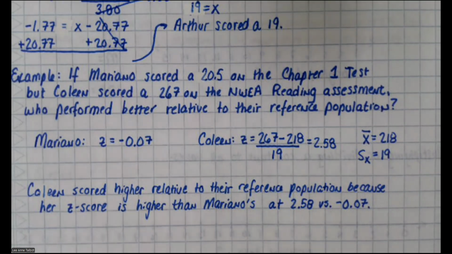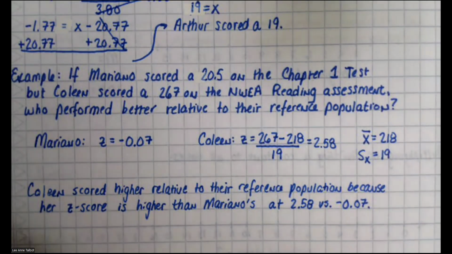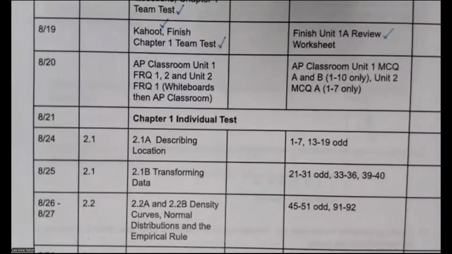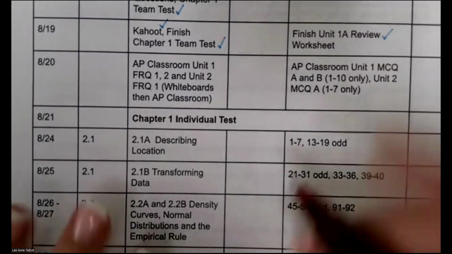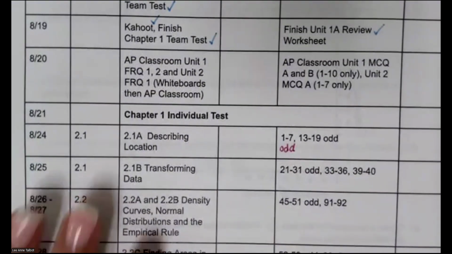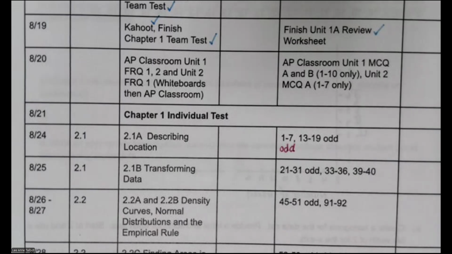It's a nice compliment. Okay, now the homework tonight is 1 through 7 odd, 13 through 19 odd. The first thing I need to tell you is that there is a typo on your assignment sheet. So can you please find your stamp sheet? I forgot to write the odd in for the 1 through 7.